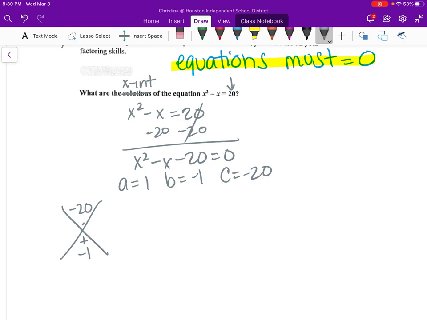Don't worry, I'll wait. Let's use -5 and +4. If you multiply them, you'll get -20. If you add them, you'll get -1.